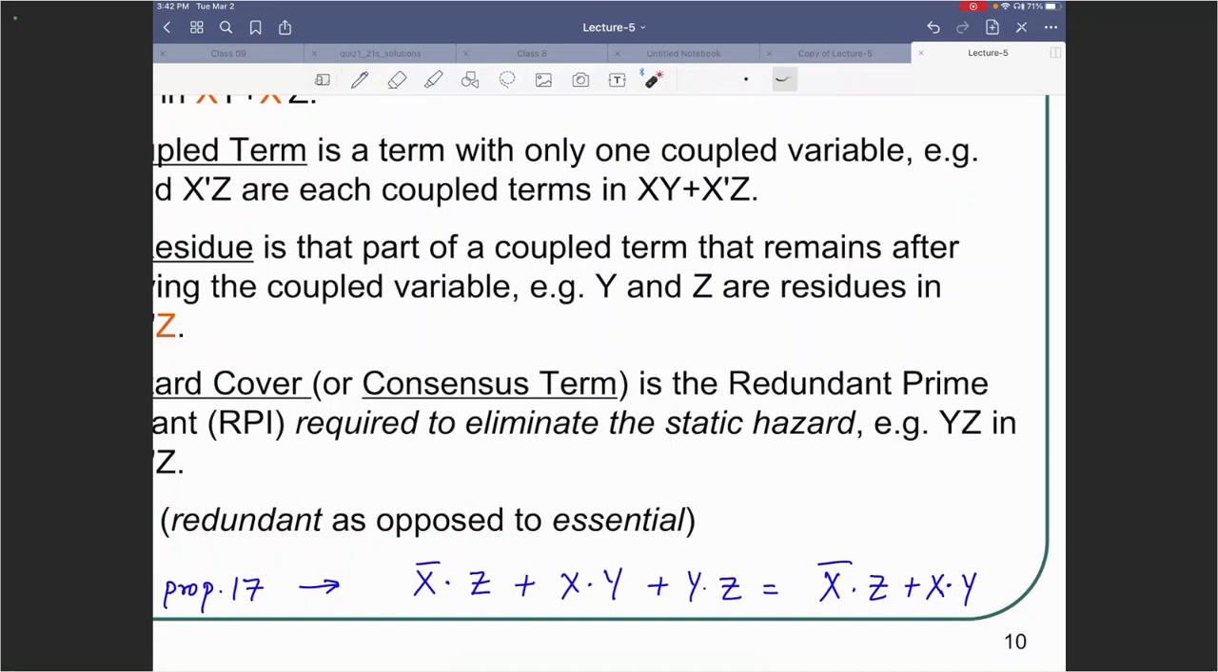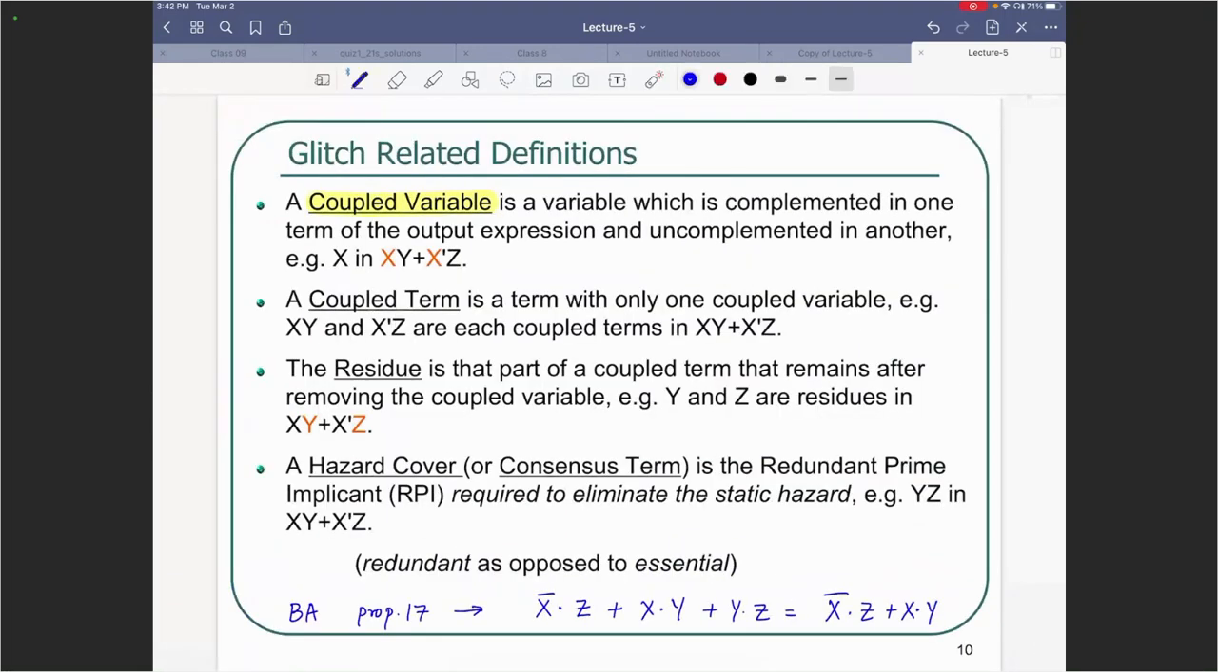We didn't change the logic function. We simply took the residues, we made the product of the residues, and added that consensus term. They are both the same. So this is property 17, I think 17A. So that's how all of those things are related.